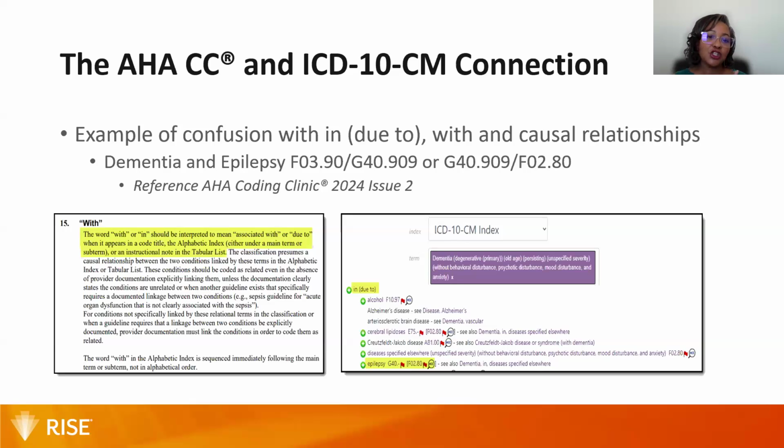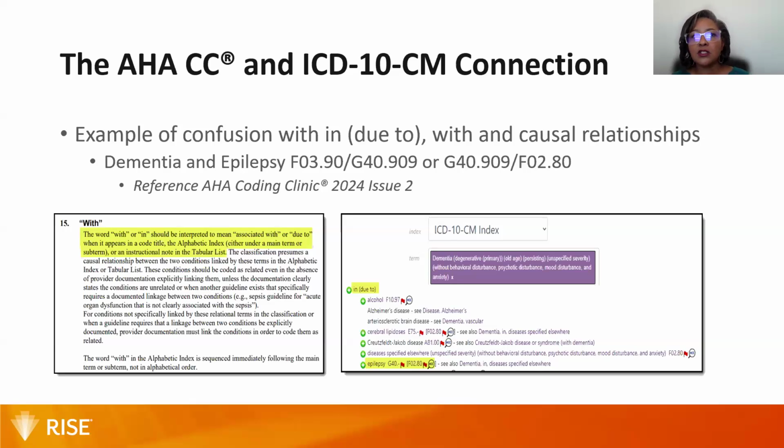F03.90 and G40.909 separately. So in other words, you are not going to make the causal relationship of the dementia and code the F03.80. You will code the unspecified dementia along with the unspecified epilepsy. Okay, so that's the clarification that Coding Clinic has provided to us.